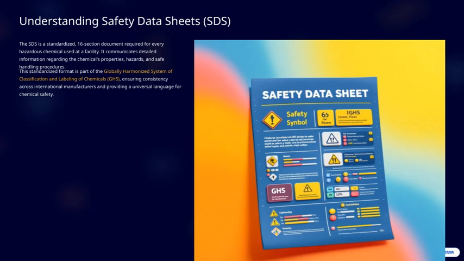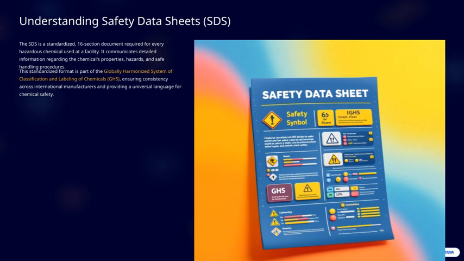This standardized format is a key part of the Globally Harmonized System of Classification and Labeling of Chemicals, or GHS for short. It helps ensure consistency across different countries and manufacturers, providing a universal language when it comes to chemical safety. Essentially, it makes sure everyone is on the same page, no matter where they're working or what chemicals they're handling.